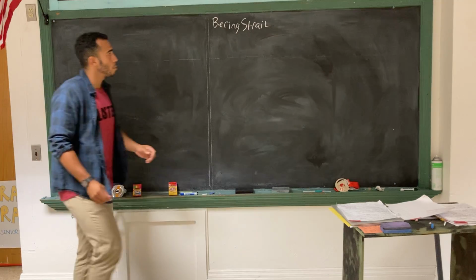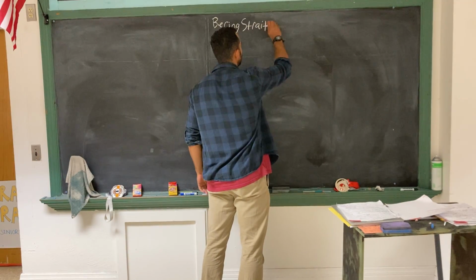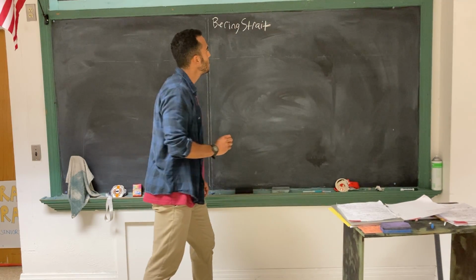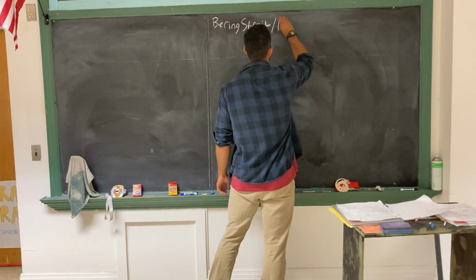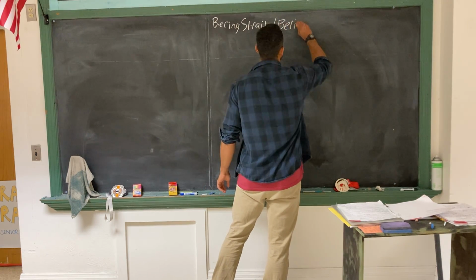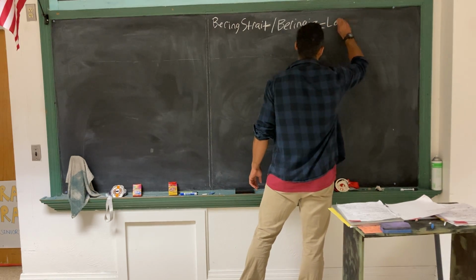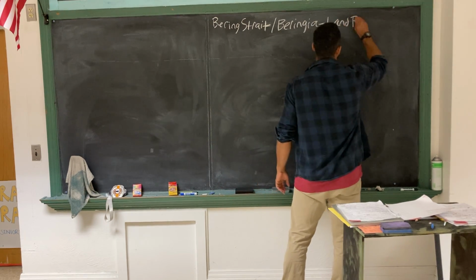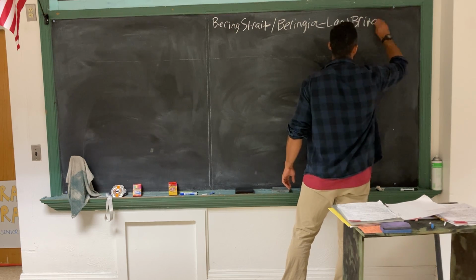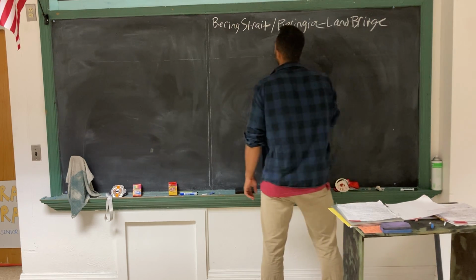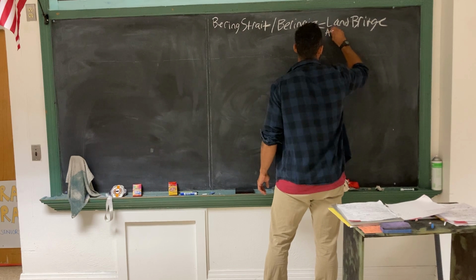All right, so they crossed over on the Bering Strait. Let me fix my T so it looks good for you. Bering Strait, Beringia. This is just a review, so if you do not have this, make sure you get it. Land bridge. Man, my board is really nice. I love it now. Land bridge. Asia to Alaska.